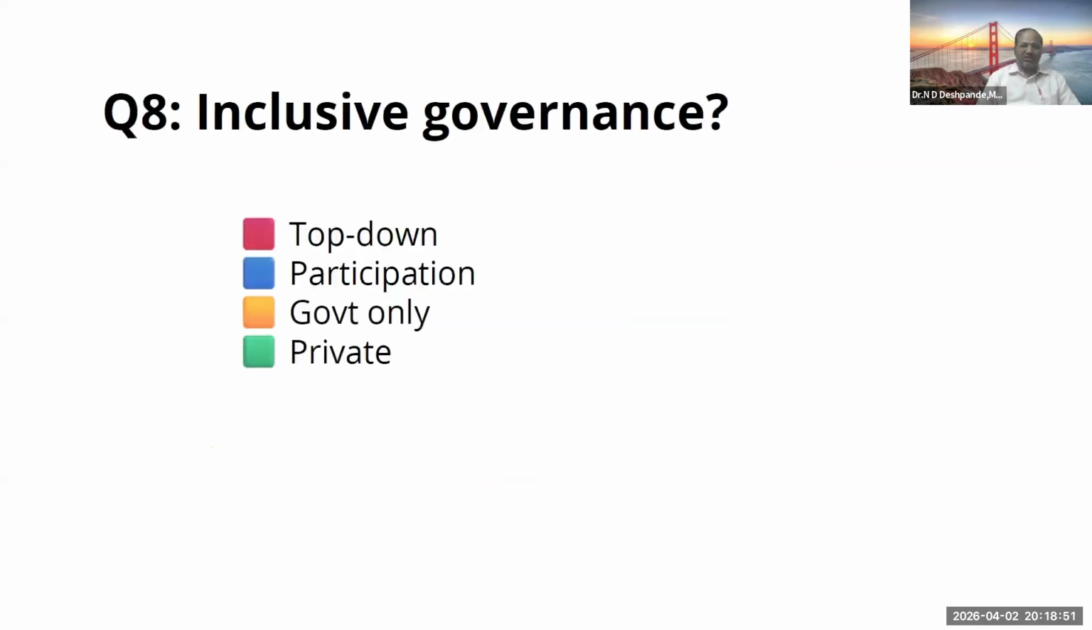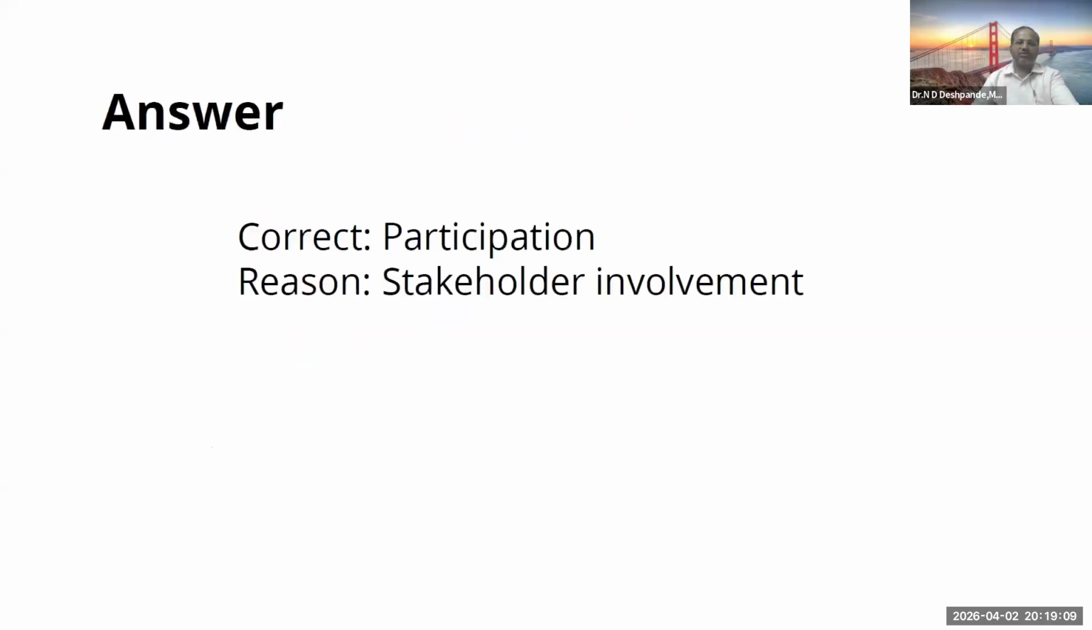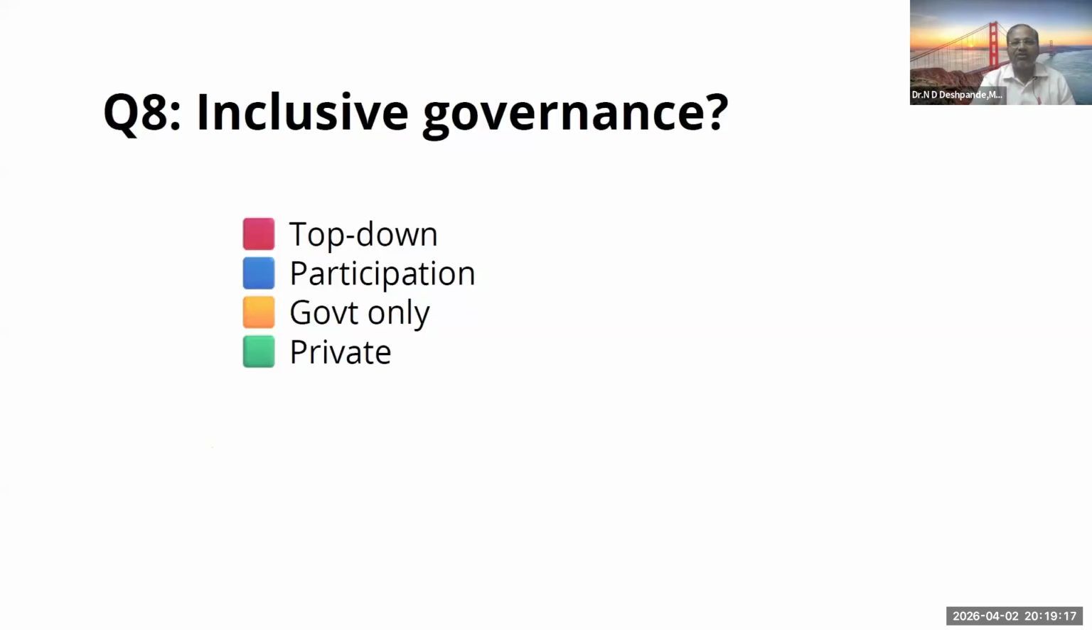Next, inclusive governance is always top to down. Inclusive governance is about participation of all the members. It's only for the government to bother about inclusive governance. And inclusive governance means private people only worry about the inclusive governance. Let me see this. The correct answer is participation, stakeholder involvement. So inclusive governance means participation at all the levels of the hierarchy.